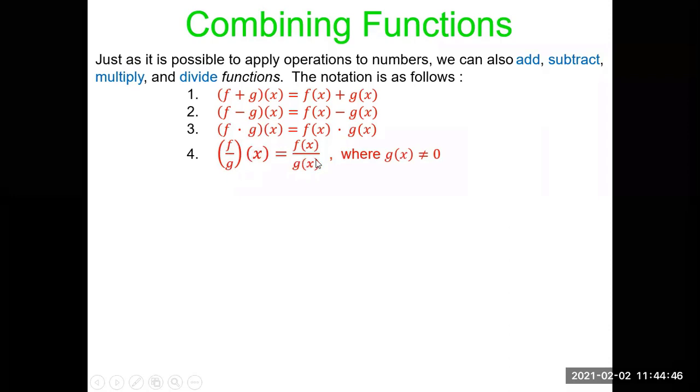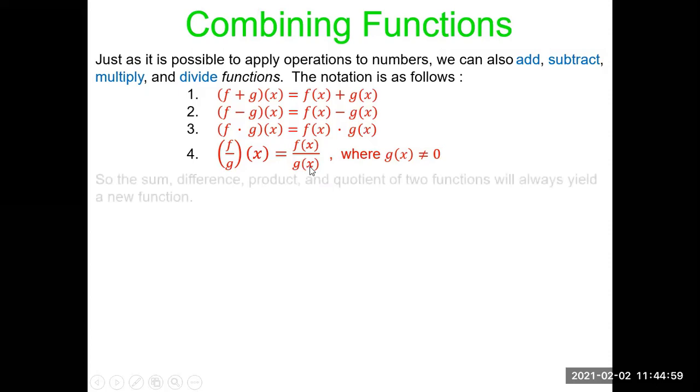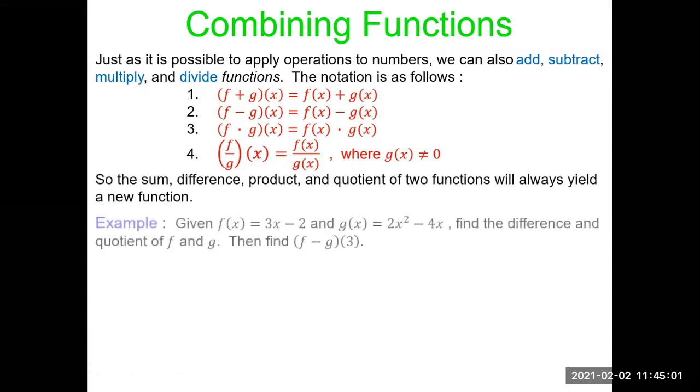One thing that's important to recognize here, though, is that g of x is not allowed to be 0 because we can't divide by 0. Dividing by 0 makes a number undefined, and therefore we'd have to find out what values of g of x make the denominator 0. Let's try an example here.